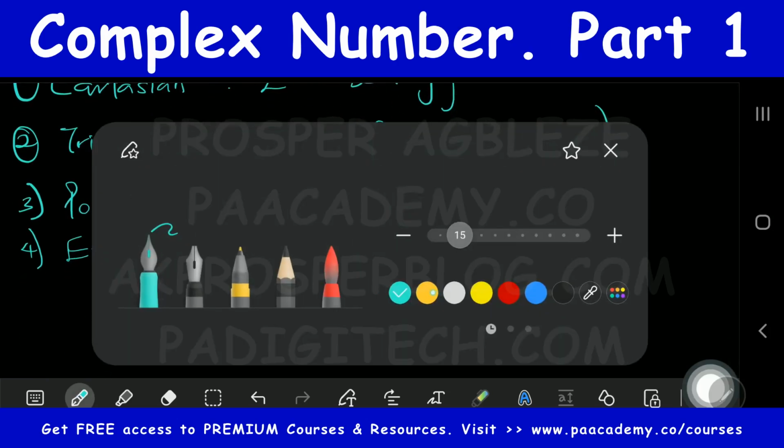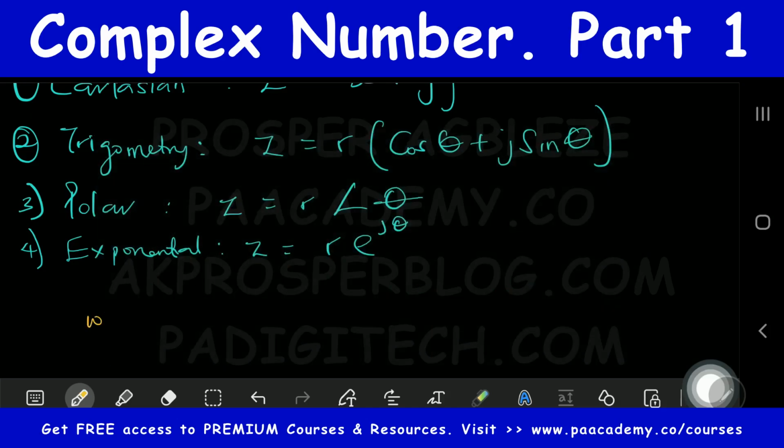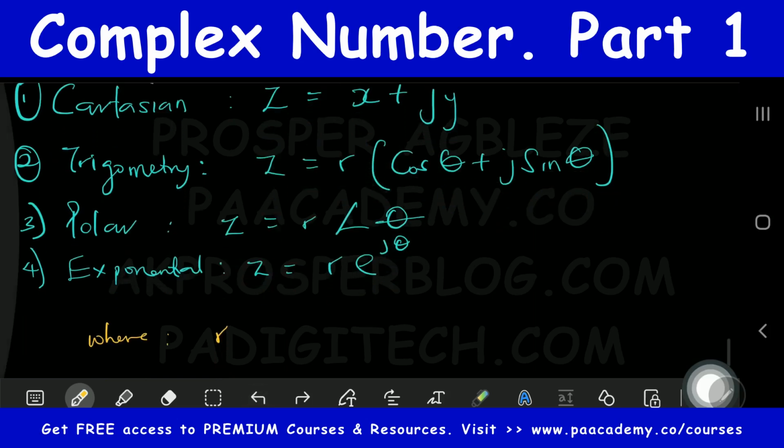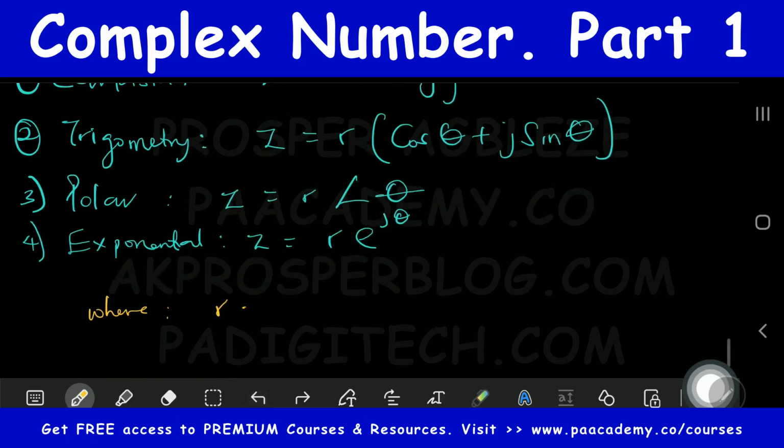Then we can now state what some of those things represent. Our r, you can see we have quite a number of r here. If you are wondering how you get the value for this r, there is a way you can use to get it. The value of r is the square root of x squared plus y squared.